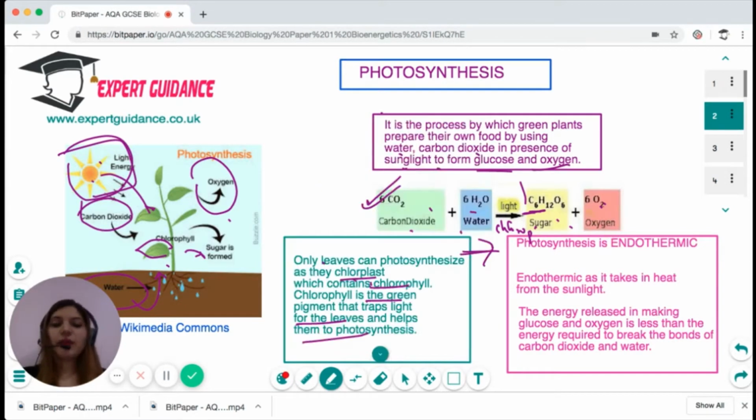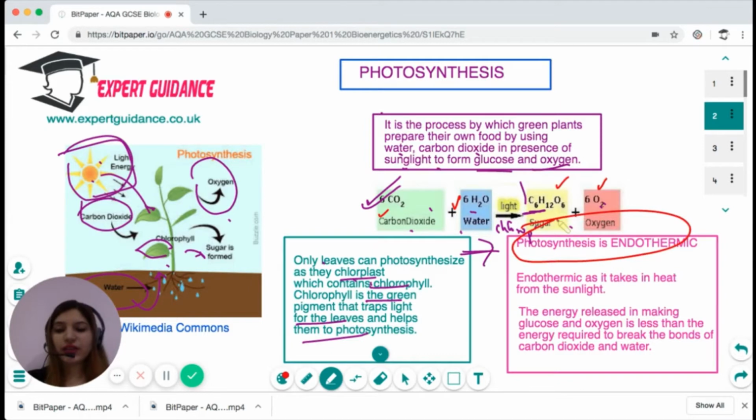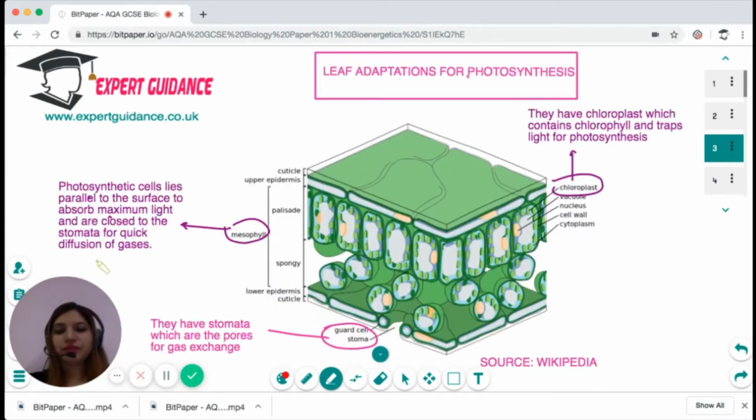In terms of bond making and breaking from chemistry, you can also explain endothermic as it requires more energy to break the carbon dioxide and water bonds. Then it releases energy in forming the glucose and the oxygen bonds. So you need to remember that photosynthesis is an endothermic process. And why is it endothermic? You should know that.